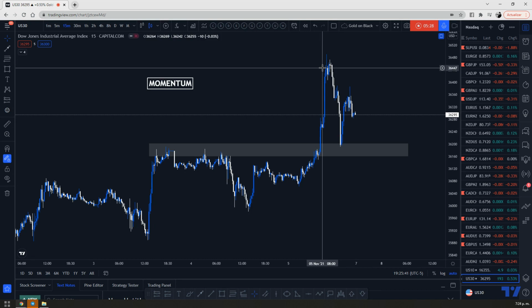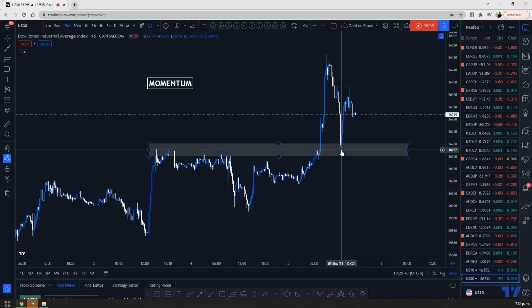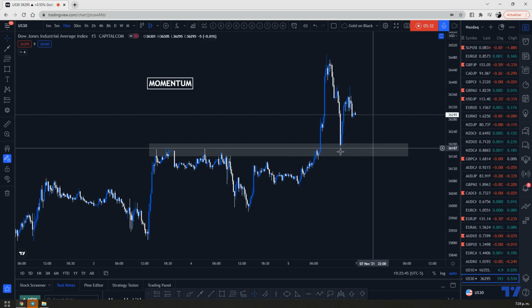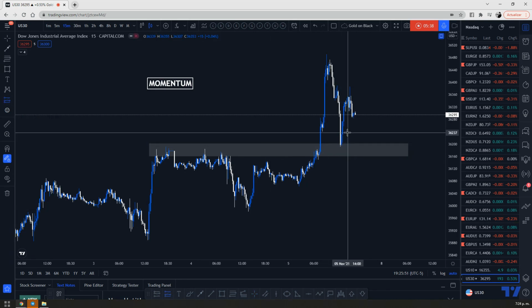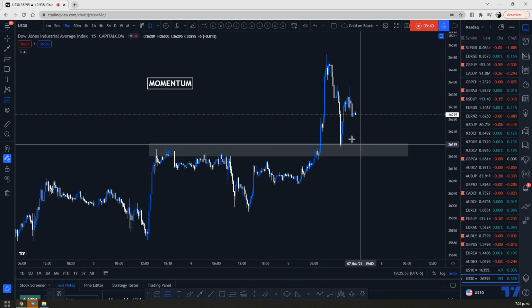Now, what we're going to be looking for is the price coming back down to retest the same zone. So this zone is becoming a demand zone right now. Many people will just make a buy right here, as soon as they see the price testing the zone again, right?